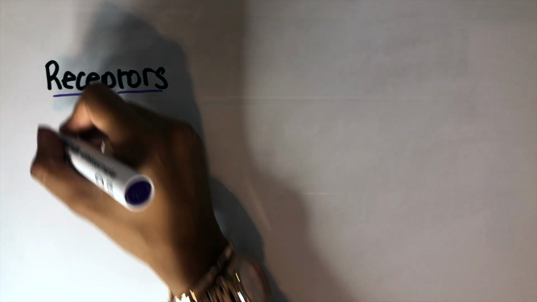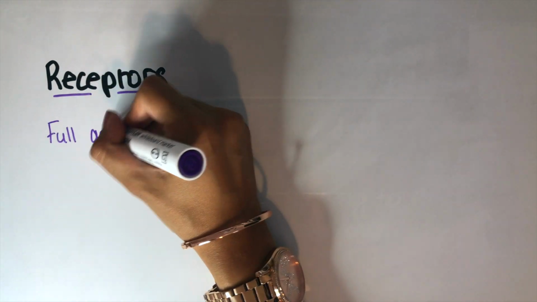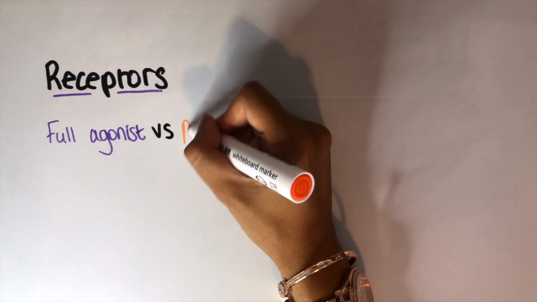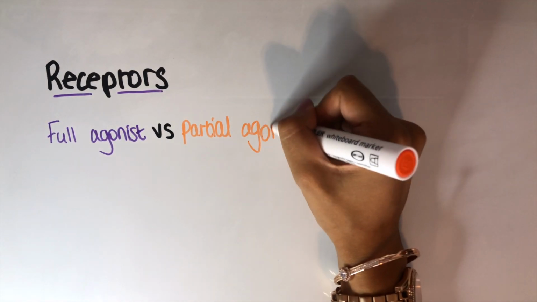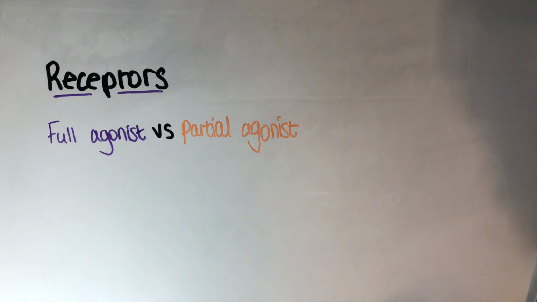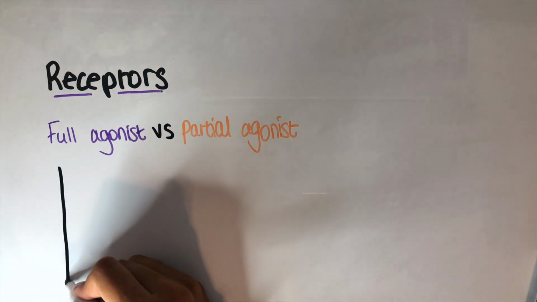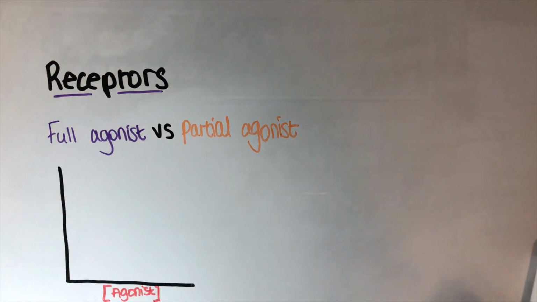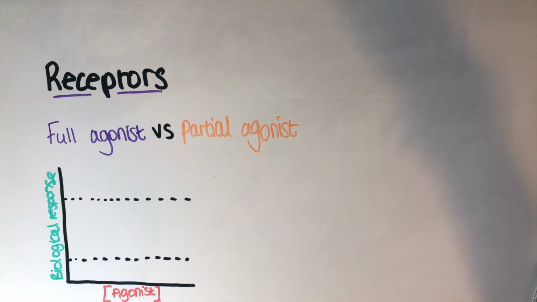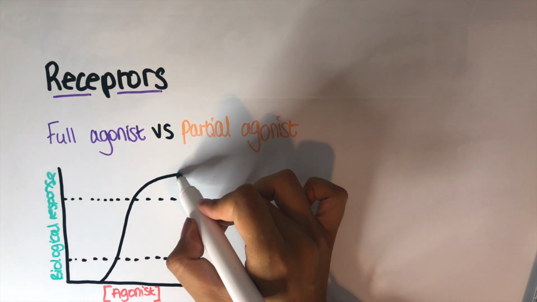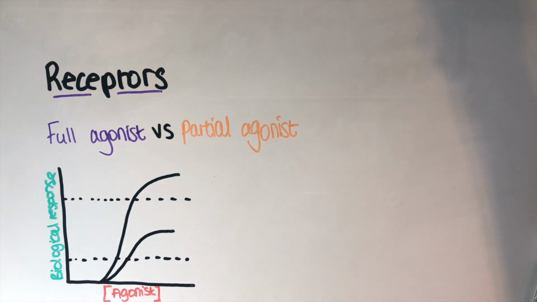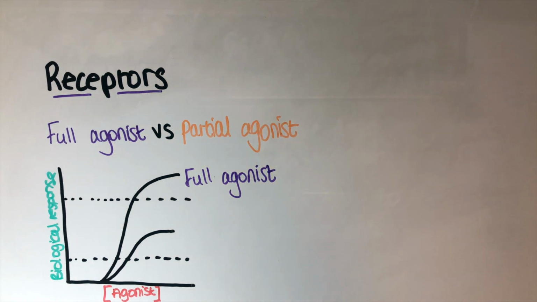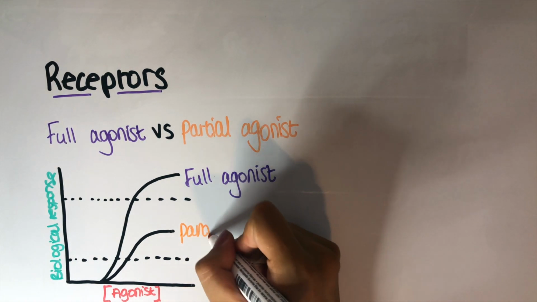So let's look at the difference between a full agonist and a partial agonist because there are some differences, and we will go back to the efficacy and affinity terms again. A simple way to explain this is through a concentration effect curve with the agonist concentration on the x-axis and biological response on the y-axis. When an agonist binds to a receptor, the receptor will activate. So here are two curves showing a full agonist and a partial agonist.